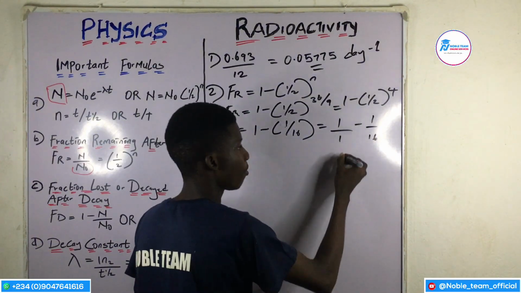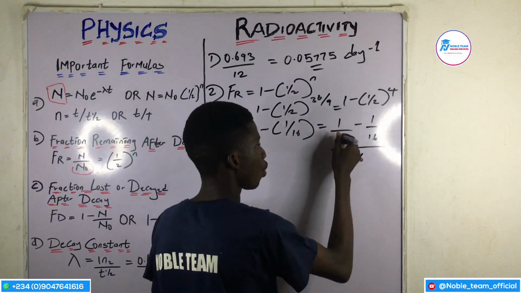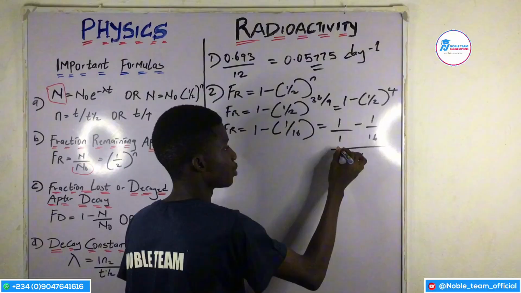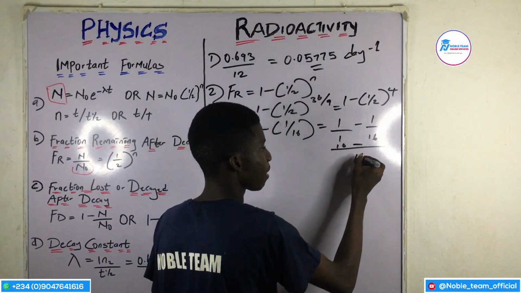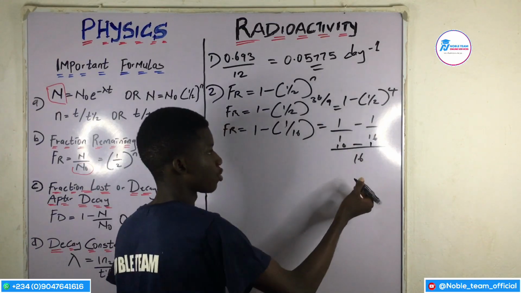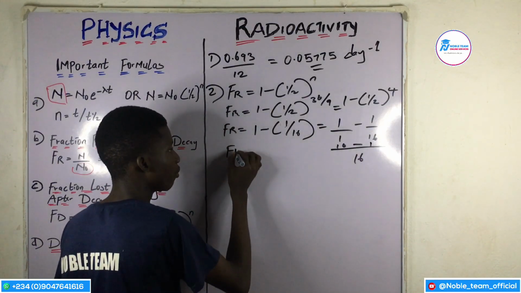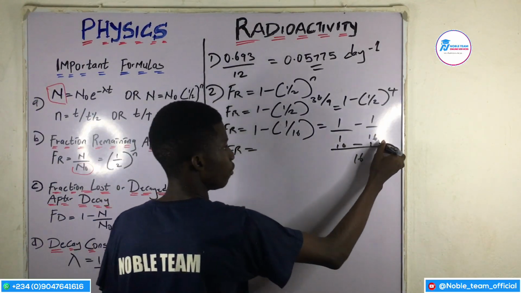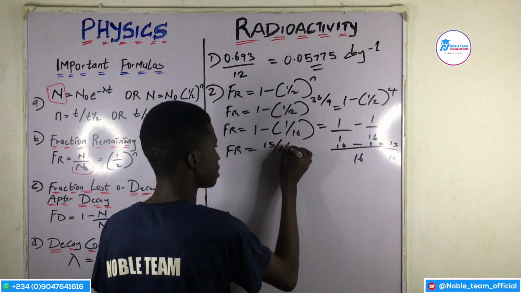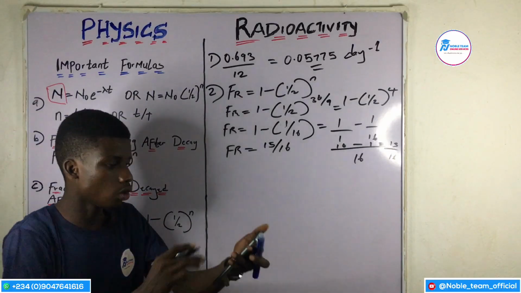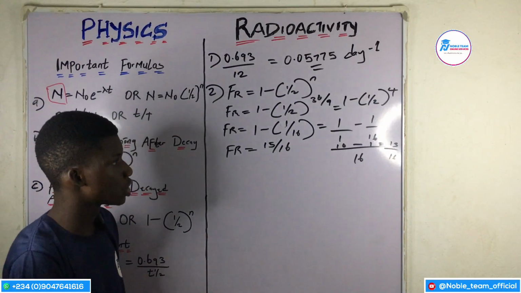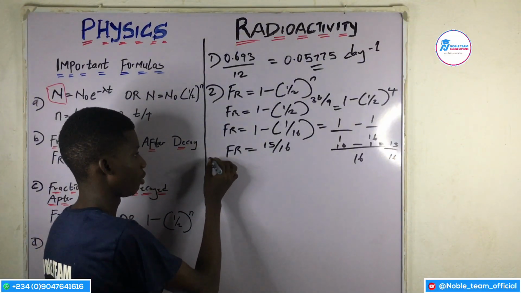Now the LCM of this is 16. 16 divided by 1 is 16, times 1 is 16, minus 1 times 1, which is 1. So when you do your normal substitution, FR is equal to 15 over 16. So your final answer is 15 over 16, and you are done. Looking at the options, option D is correct. I hope you're understanding.